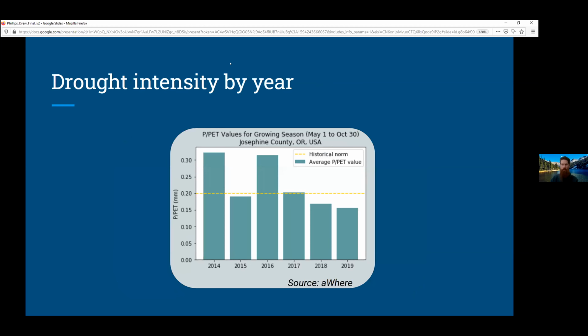The other thing I was interested in looking at is drought intensity by year. In this one, I looked at the average P over PET in the droughted area. I chose this area instead of the entire county so I could focus on the effects of droughts themselves. You can see a decrease, though not a linear decrease, since about 2016 in the average P over PET of droughted areas. Once again, a lower P over PET value indicates increased aridity. So you can tell that the droughted area is getting larger and it's getting drier.